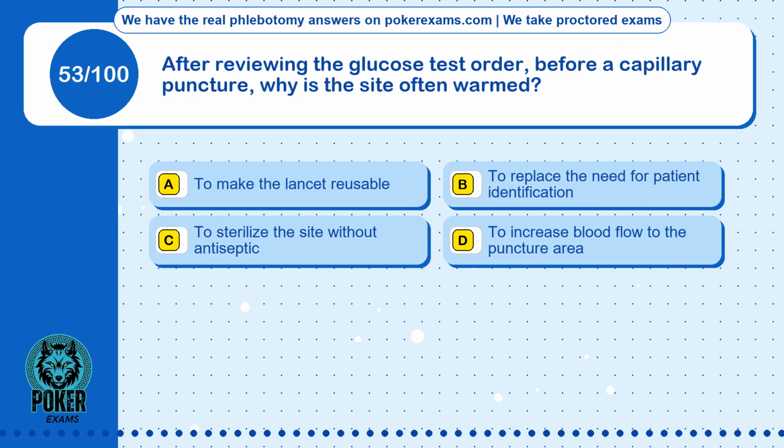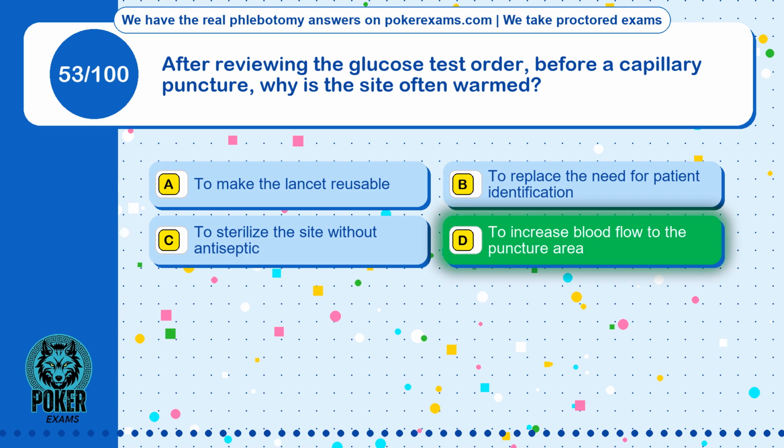Question 53. After reviewing the glucose test order, before a capillary puncture, why is the site often warmed? Option A. To make the lancet reusable. Option B. To replace the need for patient identification. Option C. To sterilize the site without antiseptic. Option D. To increase blood flow to the puncture area.